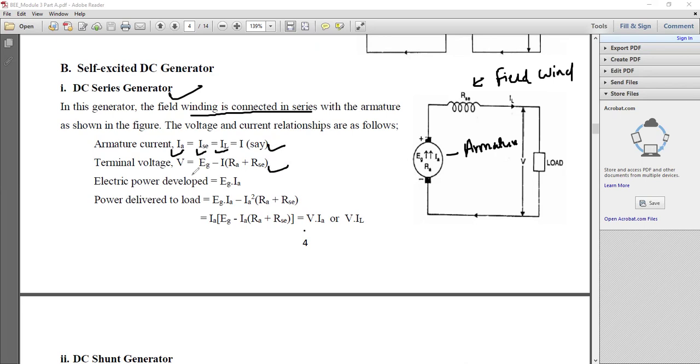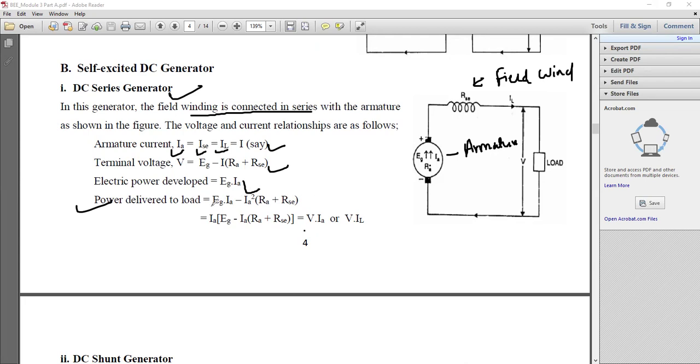Therefore, terminal voltage can be written as V is equal to, applying the KVL, Eg minus I into Ra plus Rse, where Ra is known as armature resistance and Rse is known as series field resistance. So the electric power developed is nothing but Eg into Ia. Ultimately we are generating the power, so we need to deliver the power to the load from the generator end, from the armature end, correct?